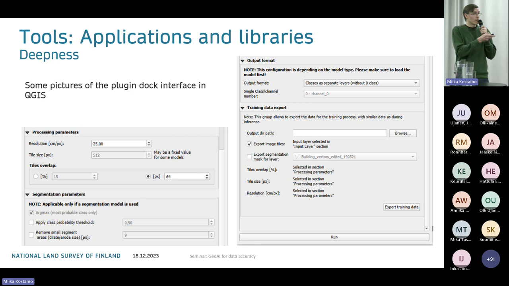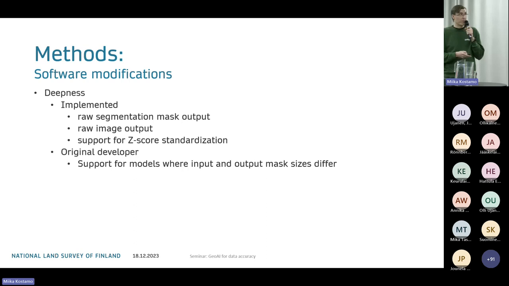And then something about the methods. I had to modify Deepness a little bit because there were certain features missing. I implemented raw segmentation mask output, raw image output, and support for Z-score standardization. And the original developer was kind enough to add support for models where input and output mask sizes differ, at my request.